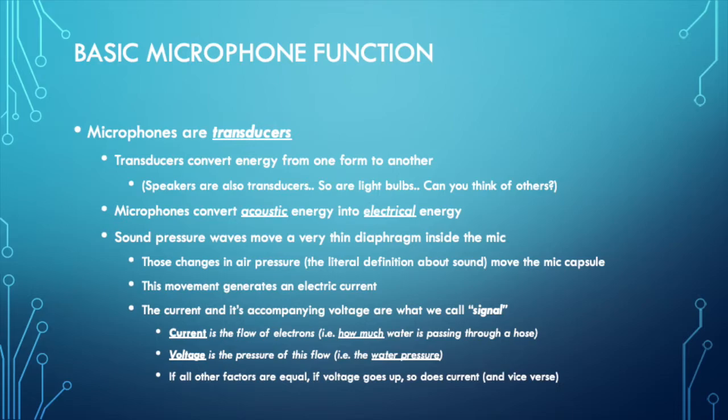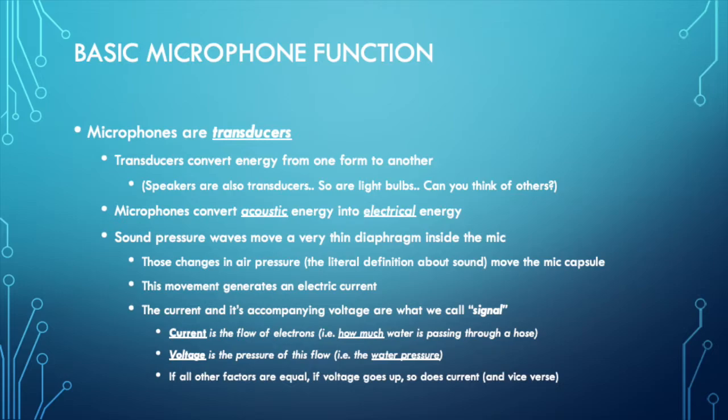Like we just talked about, a microphone converts acoustic energy in the form of sound pressure waves that travel through the air into electrical energy, an electrical signal, which we read as a change in voltage. Other examples of transducers are speakers. In fact, speakers are basically the exact opposite of a microphone. Speakers take an electric signal and convert it into acoustic energy in order to create sound pressure waves that then our ears interpret as sound. So speakers are also transducers. Even light bulbs are transducers. They take electrical energy and convert it into light energy.